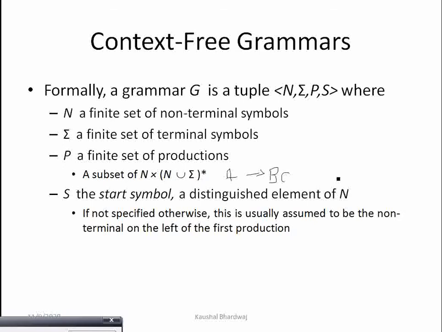These capital letters I am considering, I will tell you the notations in the next slide, are non-terminal symbols, and there can be some terminal symbols. So here, N into N union Sigma means the non-terminal symbols derive the set of terminal and non-terminal symbols. So on the right hand side it can be terminal or non-terminal symbols. S is the starting symbol, right?